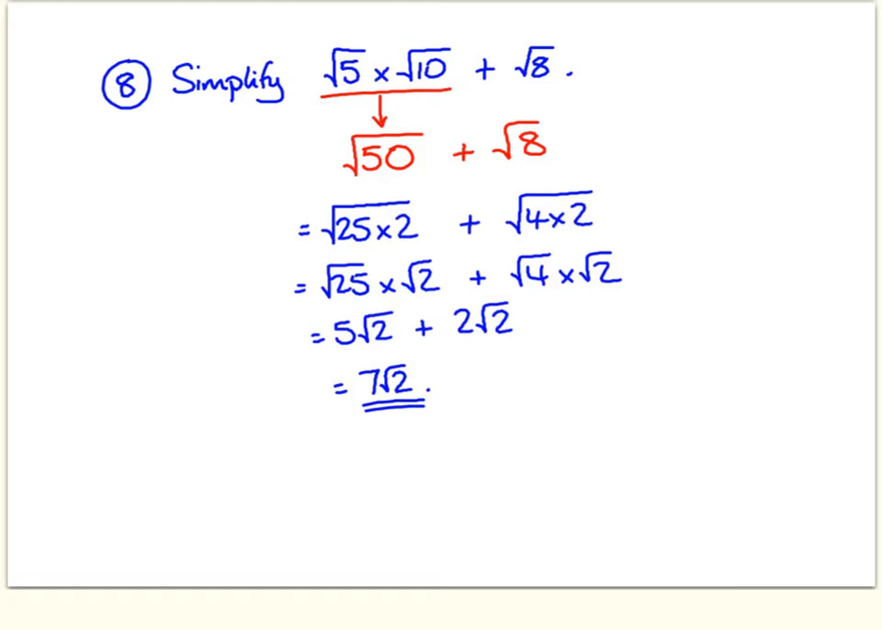Okay, look for a square factor. There's a square factor in 50, and there's a square factor in 8. 25 is a square factor, and 4 is a square factor here. Both of them end up with the other bit being 2. So that's how you can then put them together, by adding. Root 25 is 5, root 4 is 2, so root 5 root 2 plus 2 root 2 gives you an answer of 7 root 2.